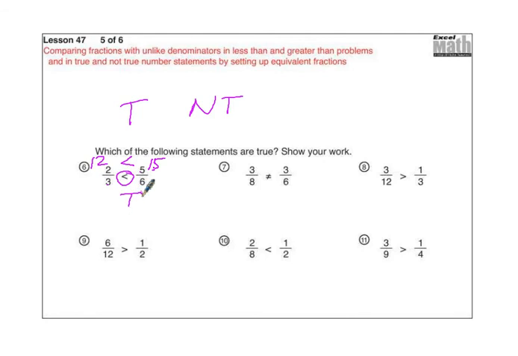All right, pause the video. Try 7 through 11. I'm going to let you do the rest of these. Turn the video back on when you're ready for the solution.